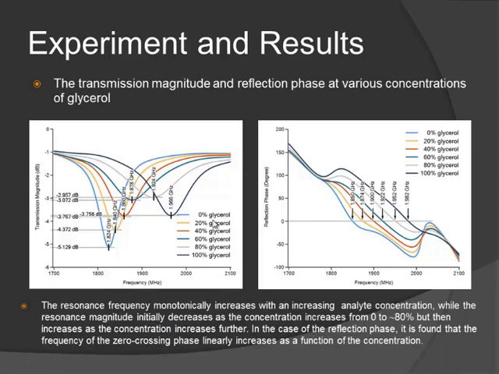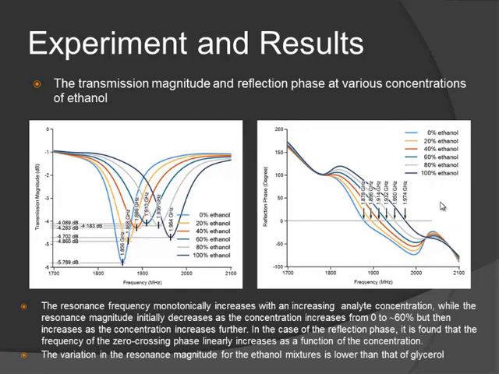This shows the sensing result of the sensor. The first result shows the sensing when we flow glycerol with various concentrations. You can see that the resonance frequency monotonically increases with increasing glycerol concentration. Also, it can be seen that the magnitude slightly decreases until the 80% mixing and then increases again. And we found a new feature in the reflection phase. If we consider the reflection phase as one of the features, you can see that the zero crossing phase shifts as a function of concentration.